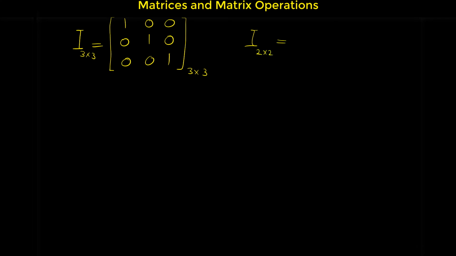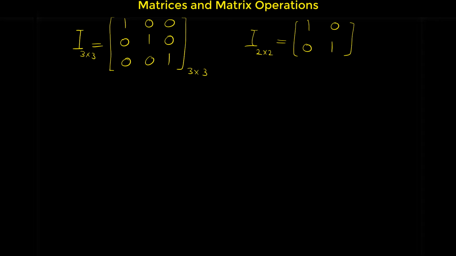Let's write the 2 by 2 identity matrix: 1 0 0 1. But why is this matrix important? What makes this matrix important? Later we will learn more about the importance of this matrix, but for now, remember that the role of the identity matrix in linear algebra is similar to the role of the number 1 in algebra.